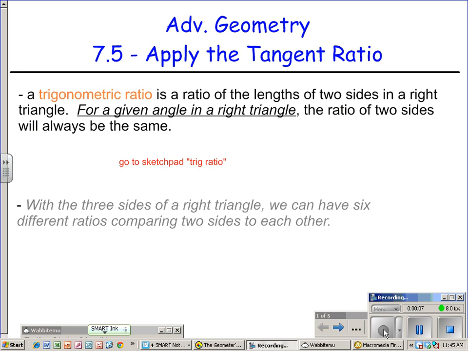All right, so far in this chapter we've been talking about all kinds of different stuff relating to right triangles. So the next step is a thing called trigonometry. Basically, the terminology and the whole idea of trigonometry is the relationship between an angle measurement in a right triangle and a ratio of side lengths.